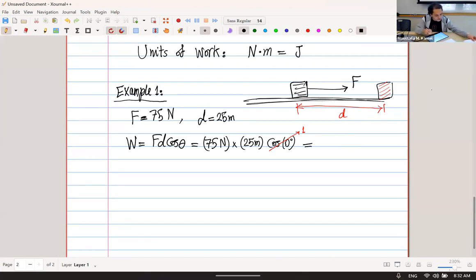So we're left with 1,875 newton meters, or the more standard unit is 1,875 joules.